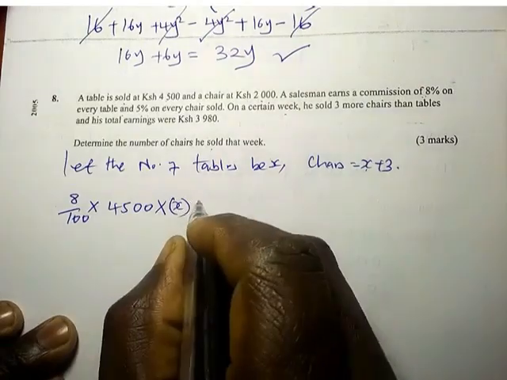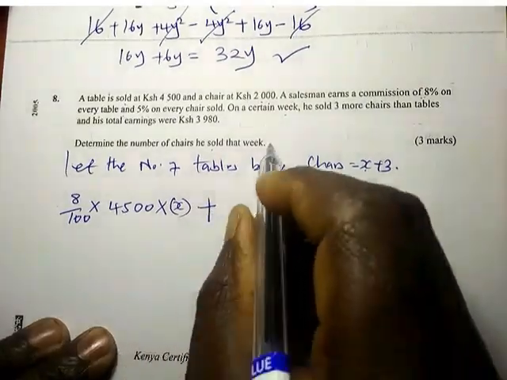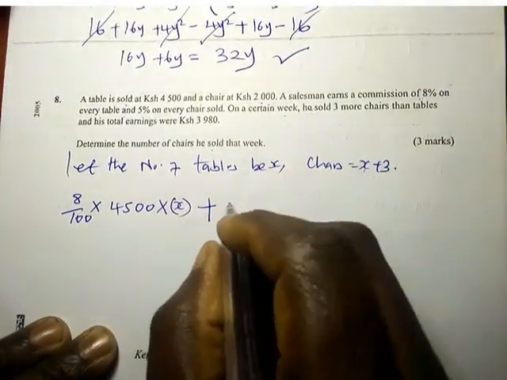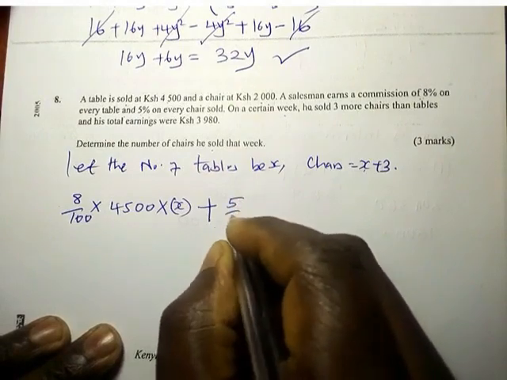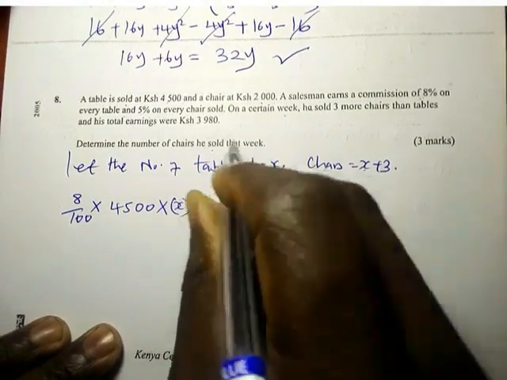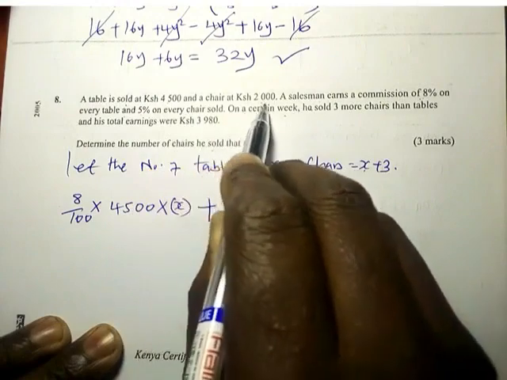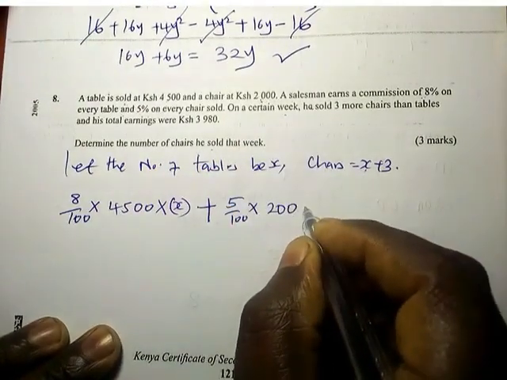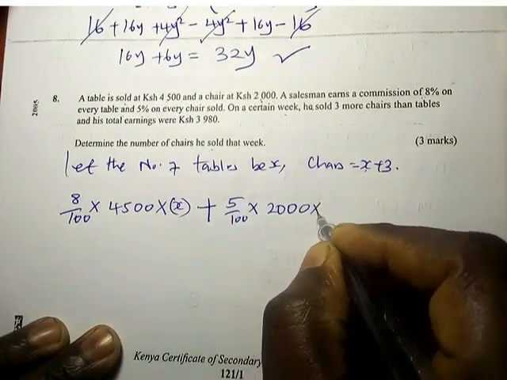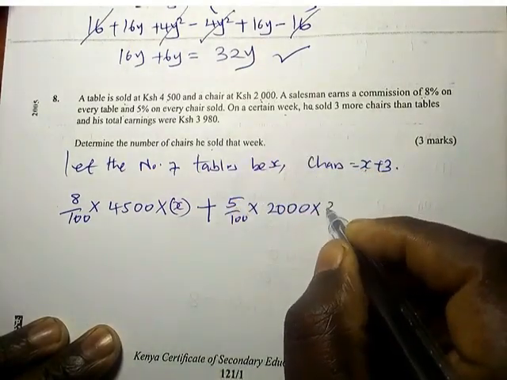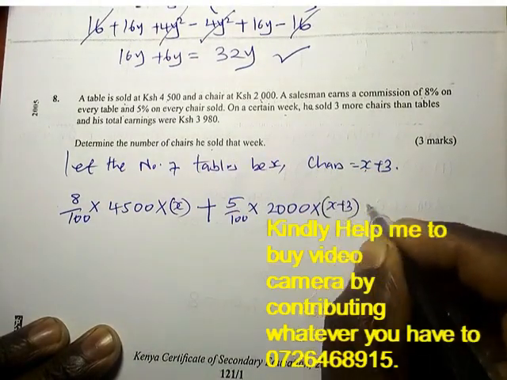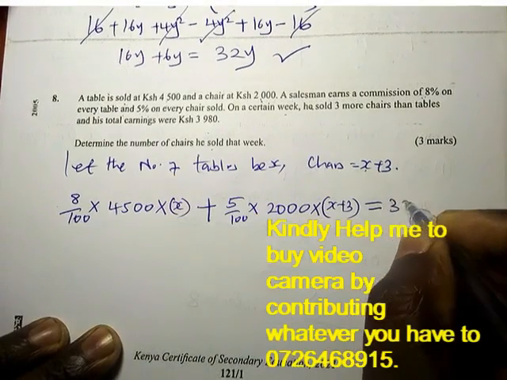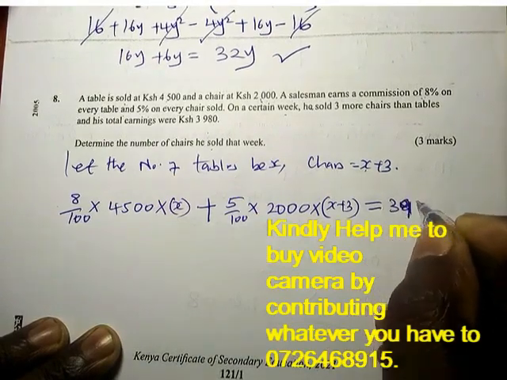Then we add the commission for the chairs. The commission was 5 over 100 times the price of each, which was 2,000, times the number of chairs, which were x plus 3. This will give us a total of 3980.